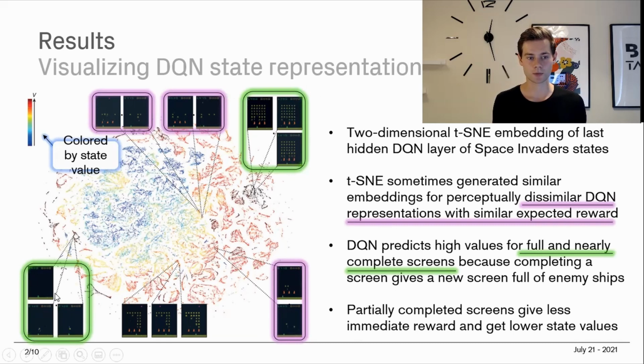And that is basically because both of these states are close to being full sets, just like the ones up here. Because the ones down here, if you just finish off the screen, you will get a new one. And then partially completed screens give less immediate reward and get lower state values. So the encoding here, or the value of the state, is lower than compared to, for example, these ones. So that's what we can see from DQN, and that's it for the very high level overview. And now we're going to dive into the finer details of how the evaluation procedure and the model work. So stay tuned for that.